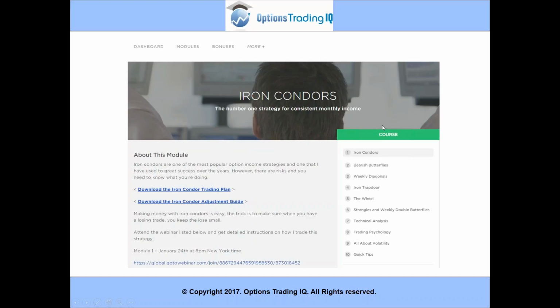So this is one of the Iron Condor modules. Once you join and log in, you'll get instant access to this. You'll be able to download the trading plan and any other bonuses, the adjustment guide in this case, and also a link to the webinar. Again, it's going to be a live session. Module 1 is starting on Tuesday. As I said, the course is going to be opening up after this session, and it's going to be open till midnight on Monday for registration, and then we start on Tuesday, okay? So that's what it looks like inside. You've got the dashboard, which is the welcome page. You've got all the modules, the bonuses, and some more good stuff there as well.